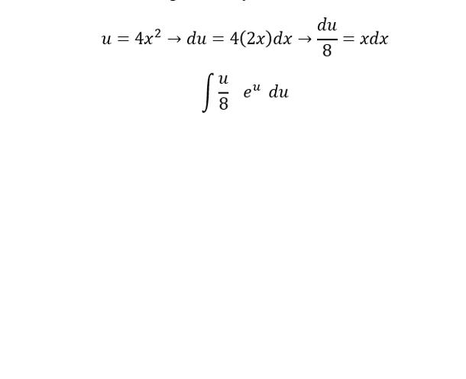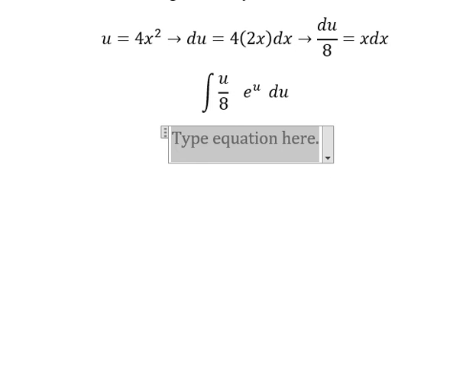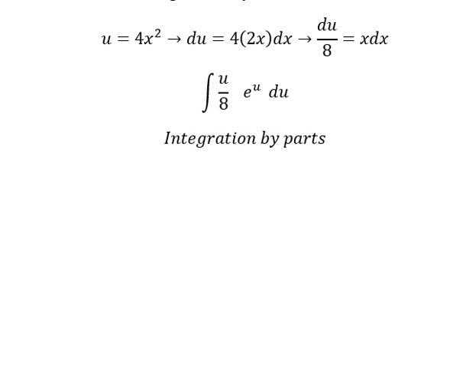Next, we need to use integration by parts. So I need to put t equals u over 8. Later, we do the first derivative for both sides.